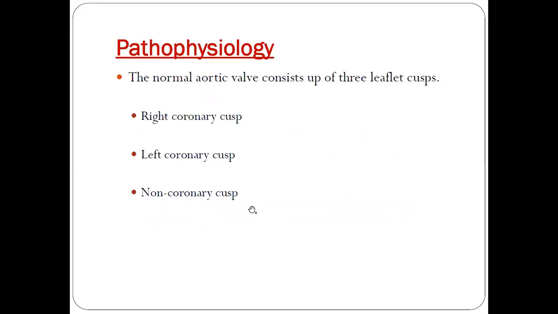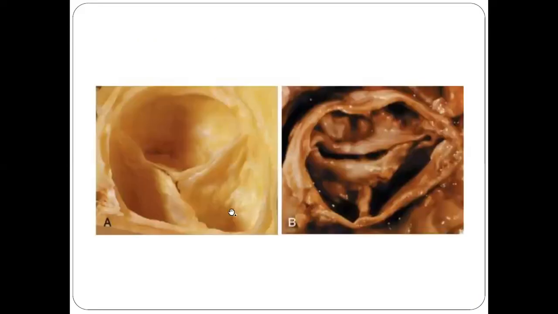Coming to the pathophysiology, the normal aortic valve consists of three leaflets, that is the right coronary cusp, the left coronary cusp, and the non-coronary cusp. And see, this is a normal tricuspid aortic valve, this being the right coronary cusp, the left coronary cusp, and this is the non-coronary cusp.